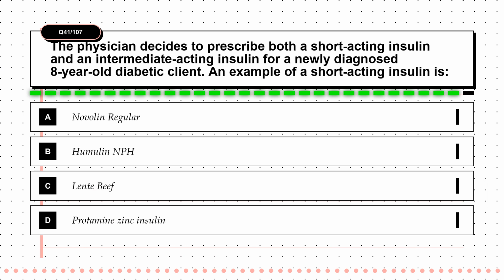Question 41. The physician decides to prescribe both a short-acting insulin and an intermediate-acting insulin for a newly diagnosed 8-year-old diabetic client. An example of a short-acting insulin is, here are the options. Option A, Novolin Regular. Option B, Humulin NPH. Option C, Lente. Option D, Protamine Zinc Insulin.